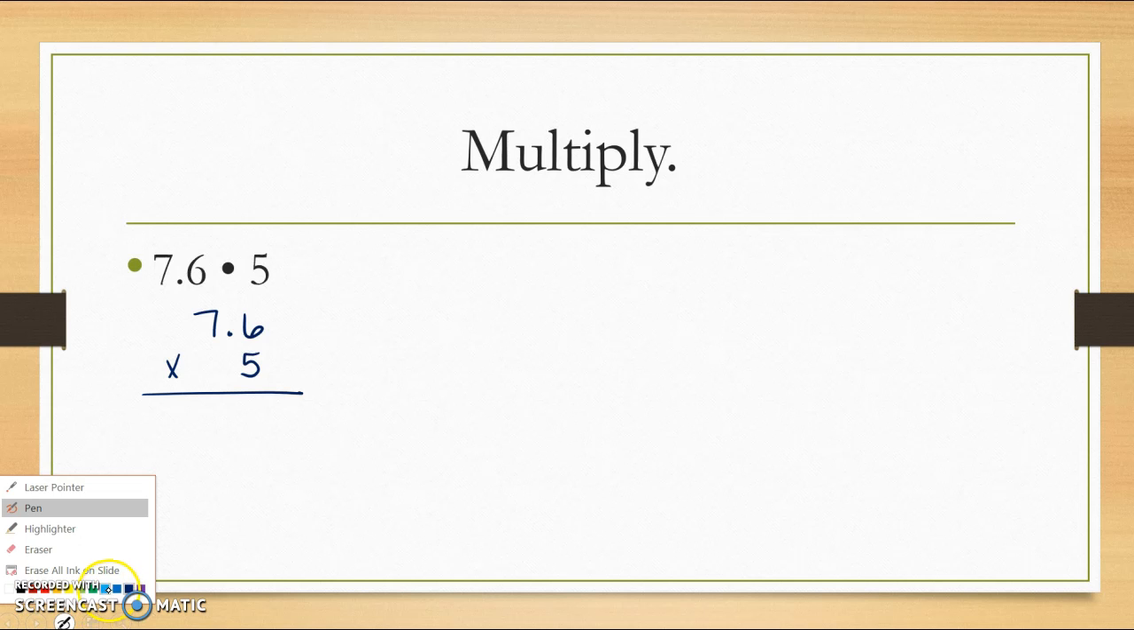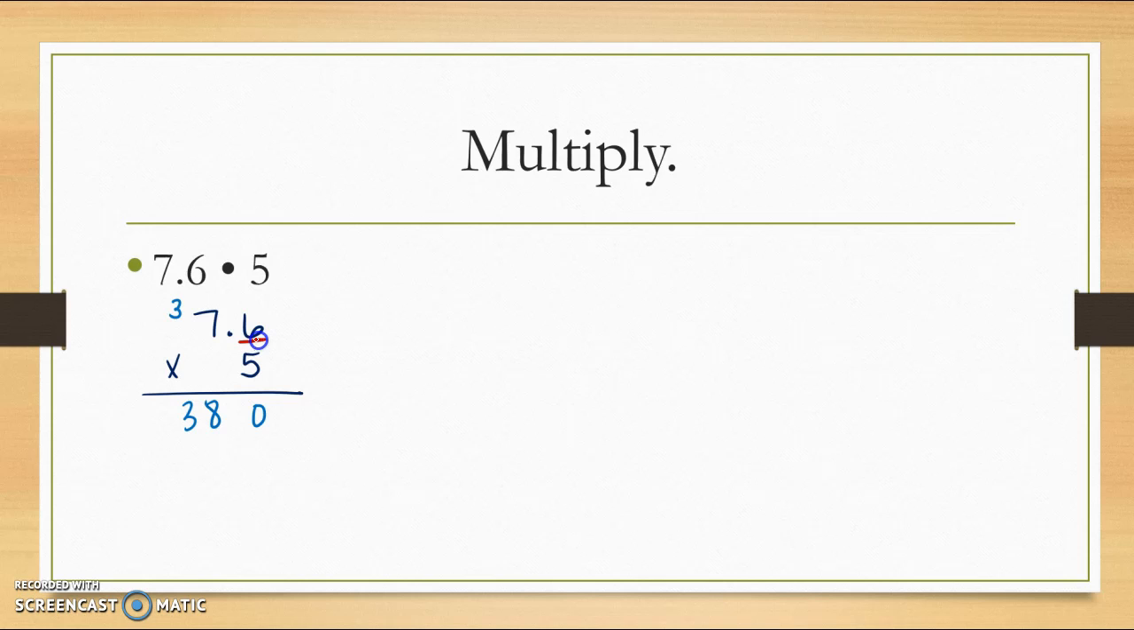And now we multiply like normal. So 5 times 6 is 30. Regroup with that 3. 7 times 5 is 35 plus 3 more, which is 38. And what we have to remember with decimal placement here is we're looking at how many total numbers are behind decimals in our original problem. So there's only one number that's behind a decimal. So we move our decimal place once to the left. So our answer here is 38.